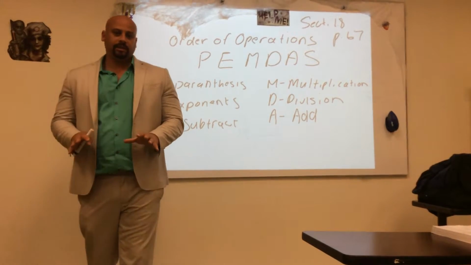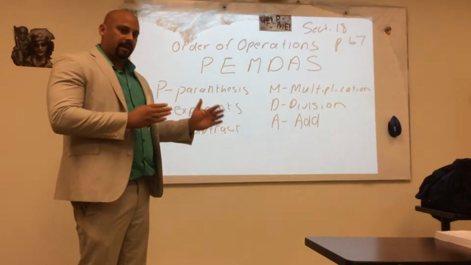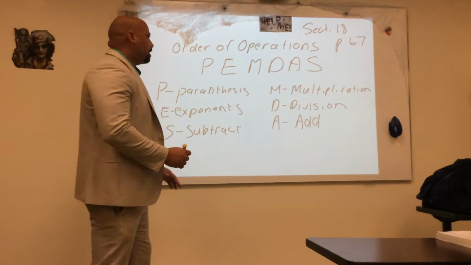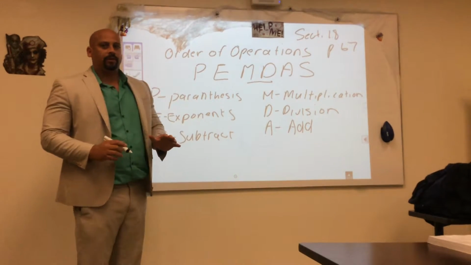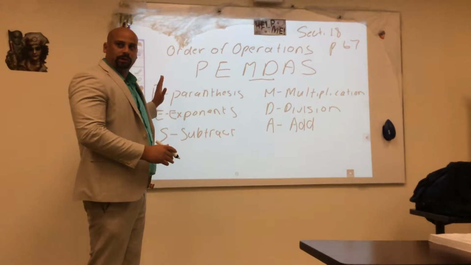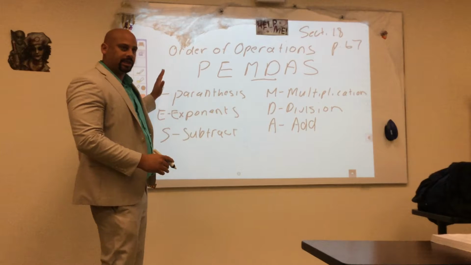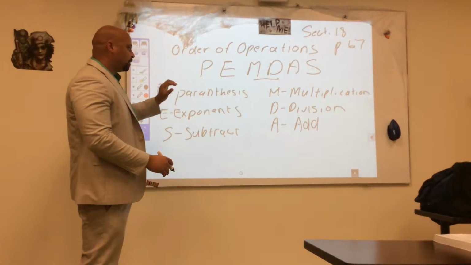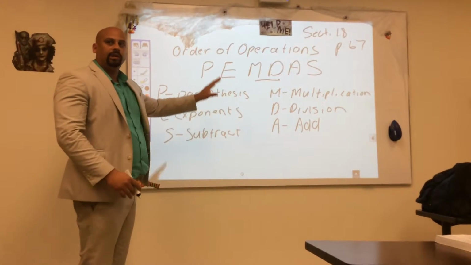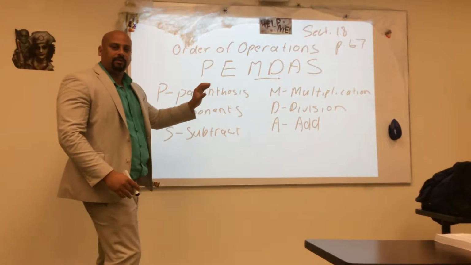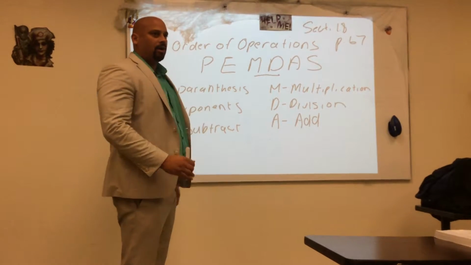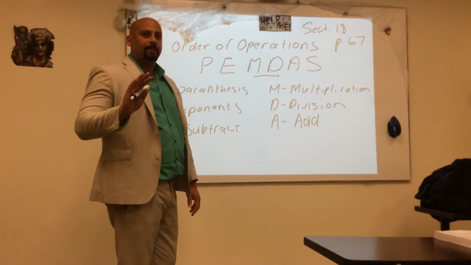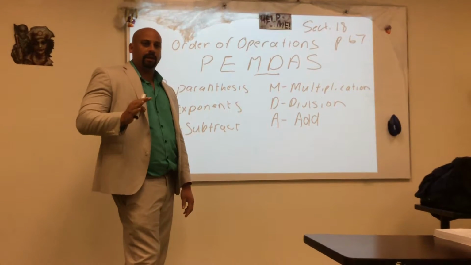Now the key with this is that you need to look from left to right. For multiplication and division, which one comes first? It depends which one's on the most left. So if you have division in the operation that's most left, and you have multiplication on the right of it, you'll do the division part first. Same thing with addition and subtraction. You do the addition first if it's most left, okay? Order of operations can mess you up if you don't understand what it is, okay?